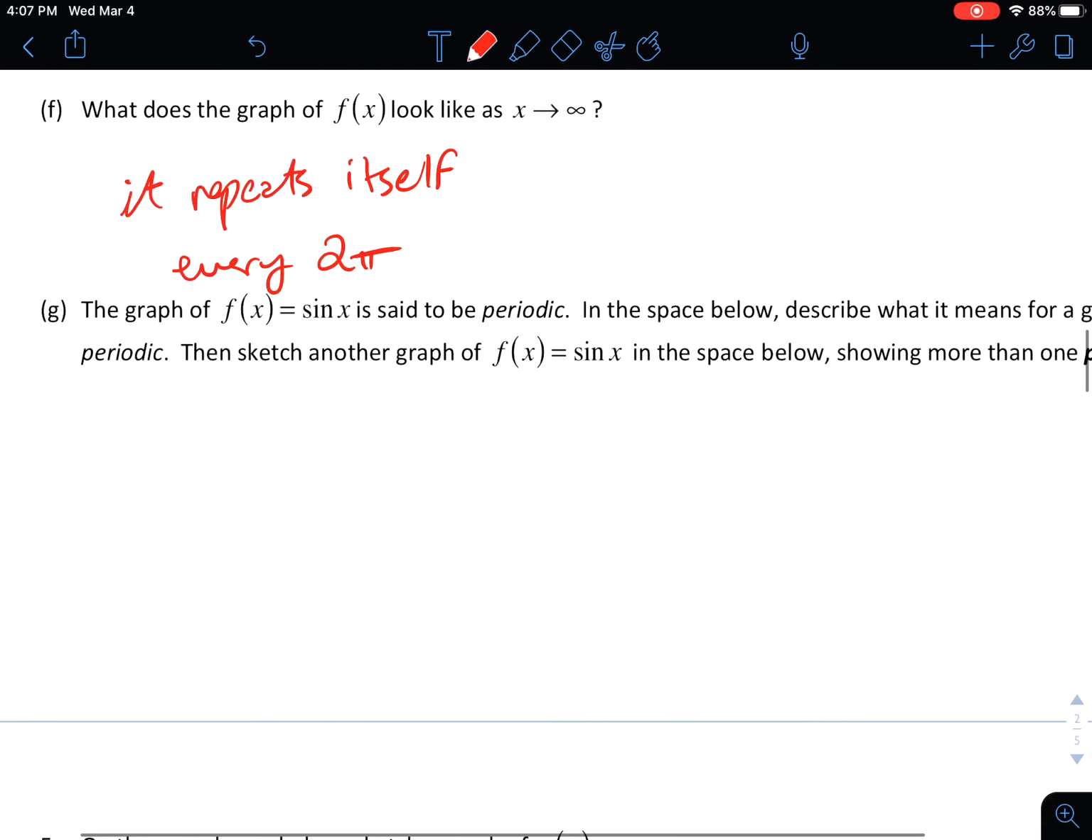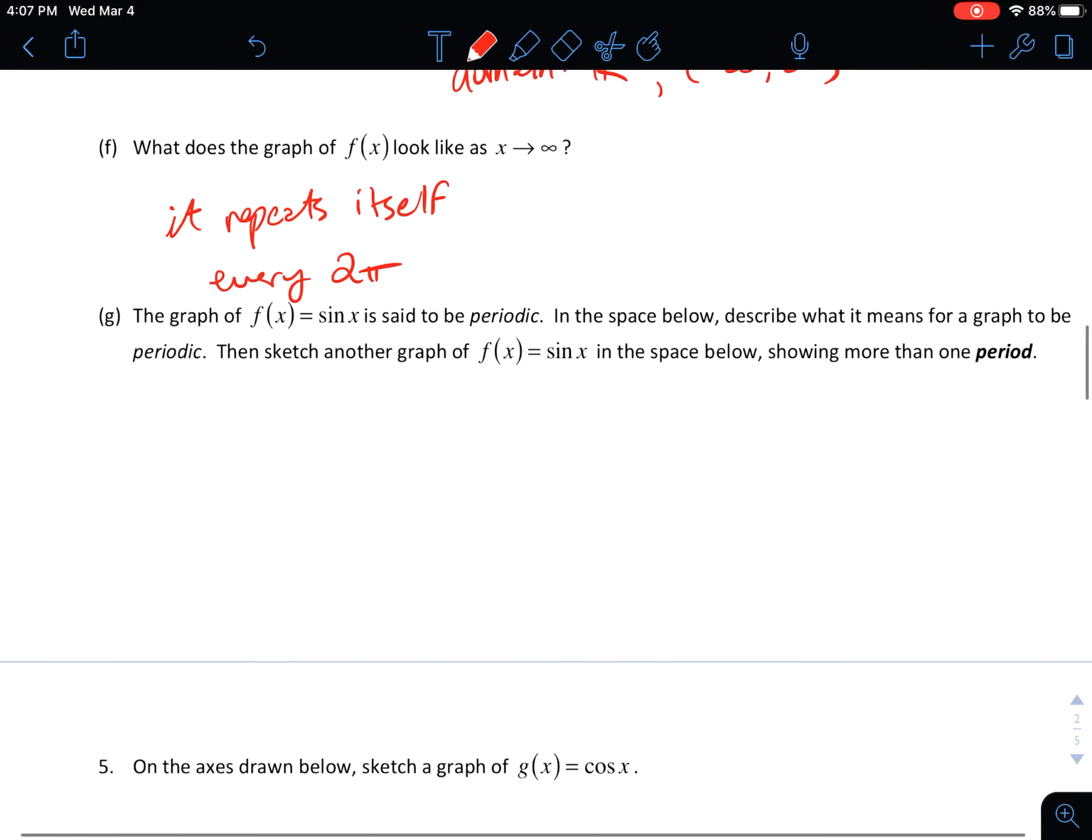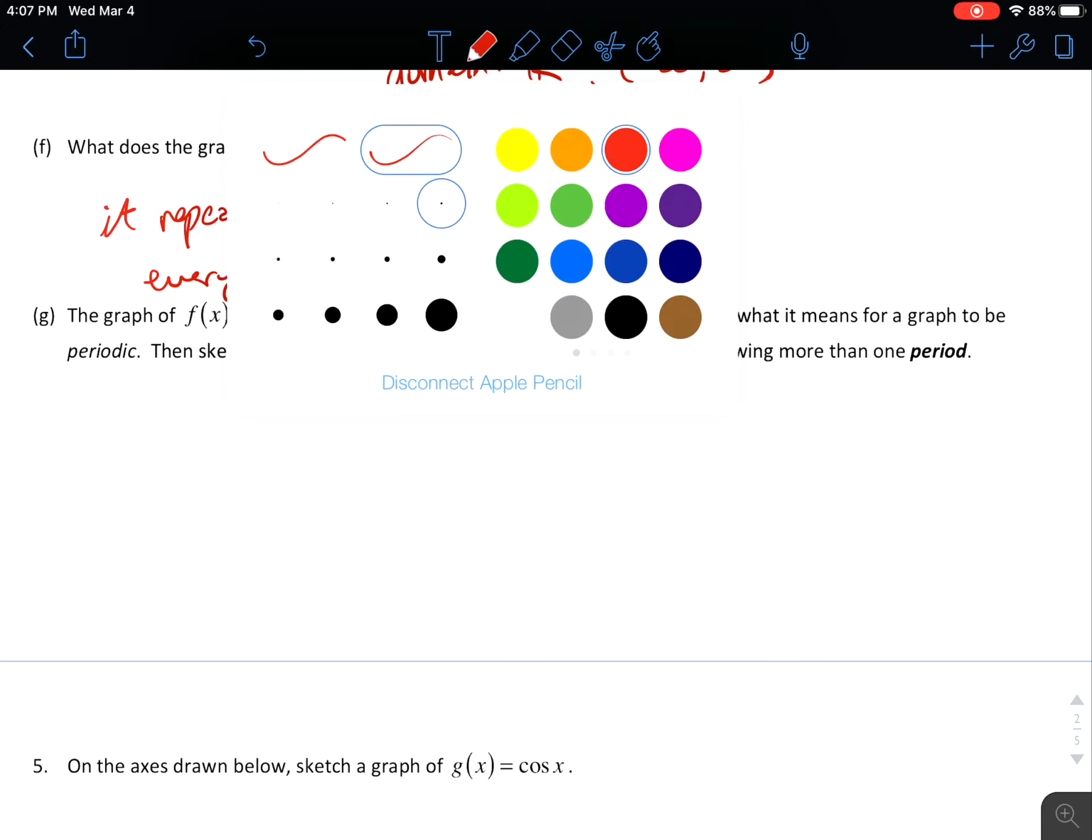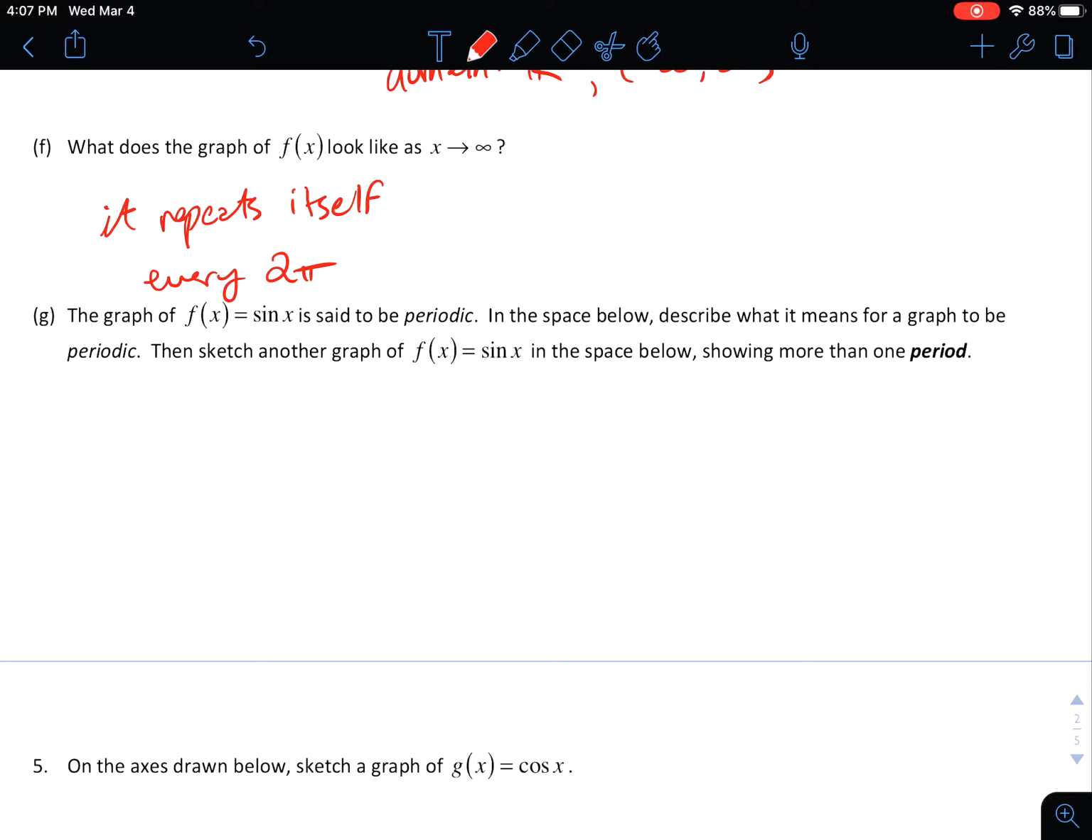Here we go. This is what we were talking about earlier. The graph of sine of x is said to be periodic. In the space below, describe what it means for a graph to be periodic. Then sketch another graph of f of x in the space below showing more than one period. So we just talked about it. So I'll just show you a graph showing more than one period.